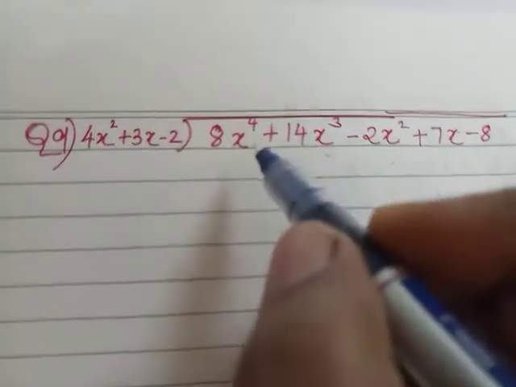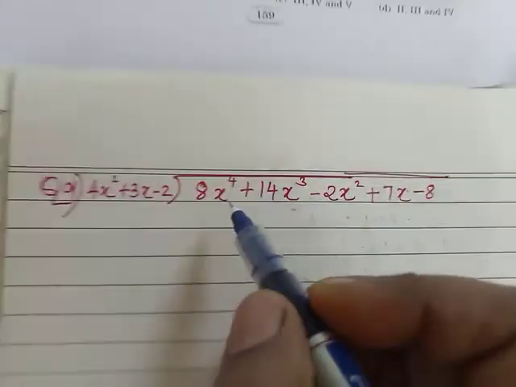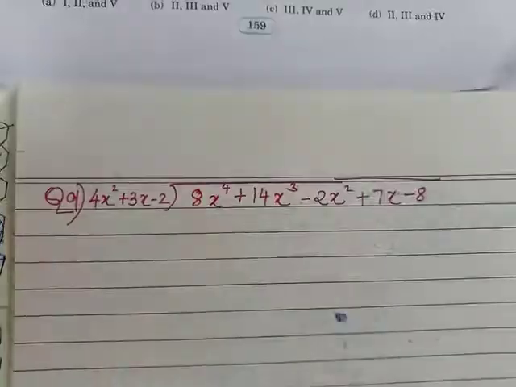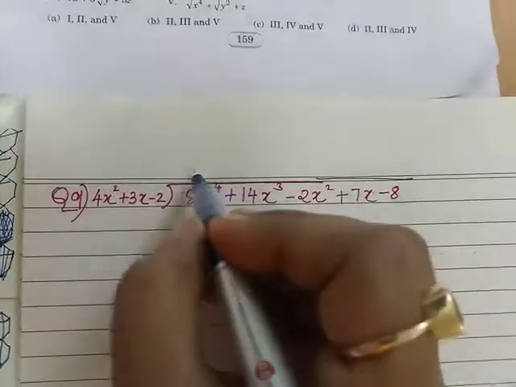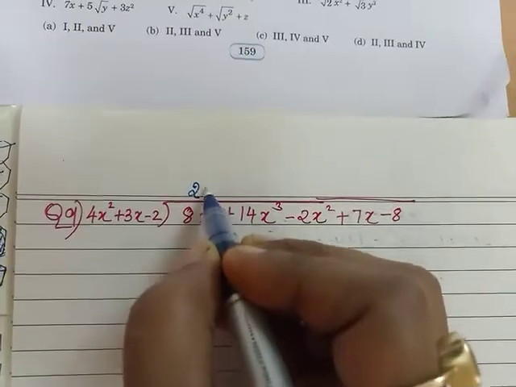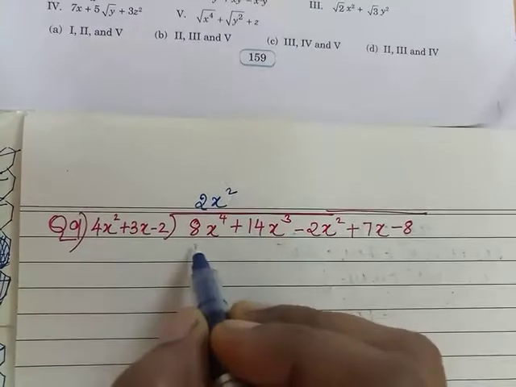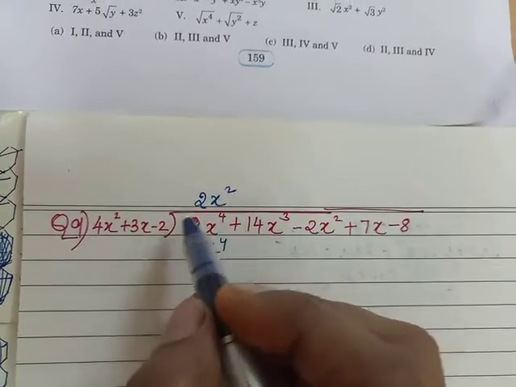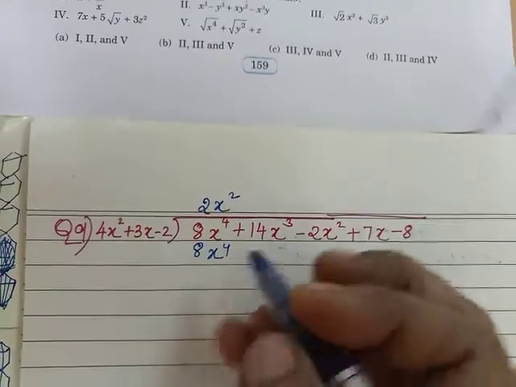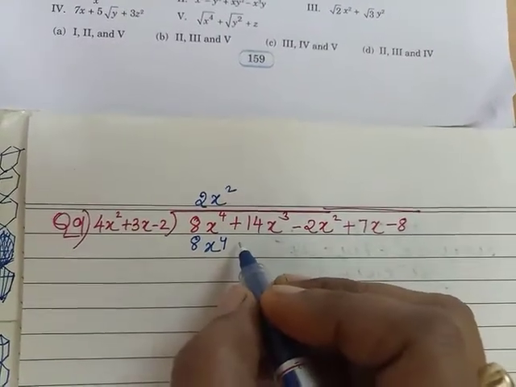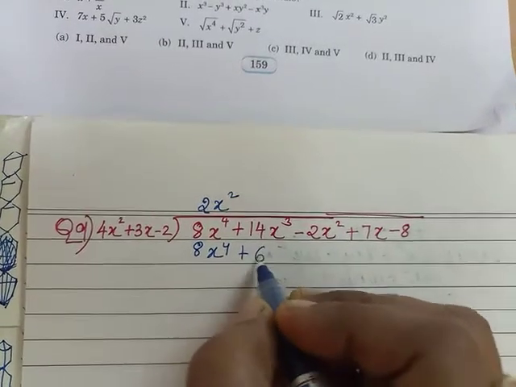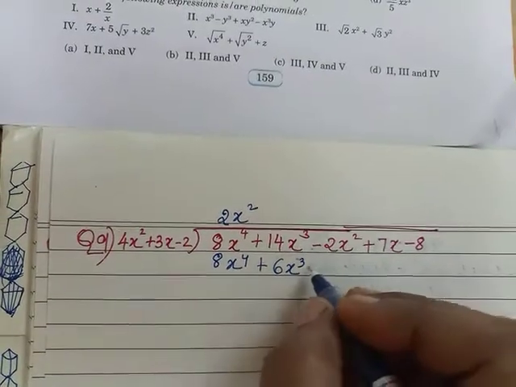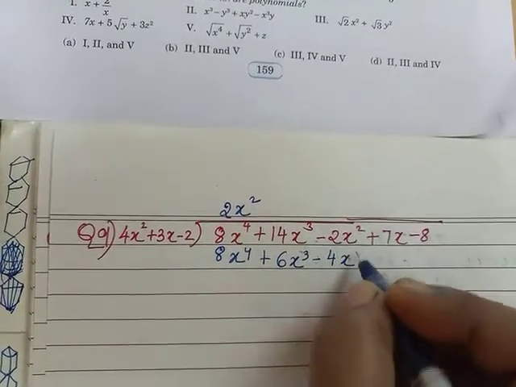The first term to be eliminated is 8x to the power 4. So what we are going to multiply with 4? It is 2. 4 2s is 8. 2x square. So I write 8x to the power 4. When this 2x square is multiplied with 3, it will give you plus 6x cube. When you multiply it with minus 2, it will give you minus 4x square.